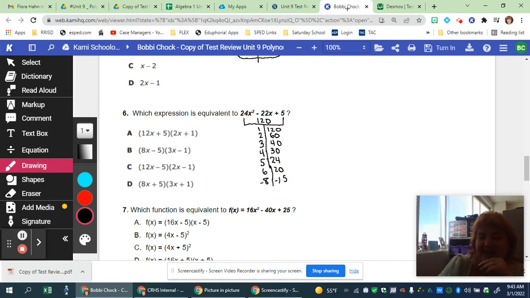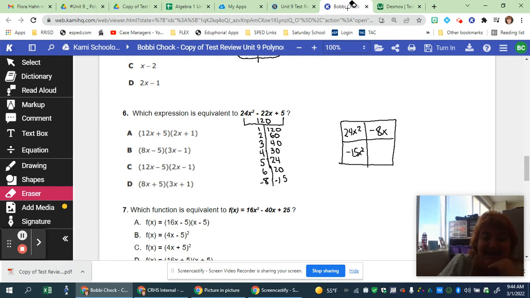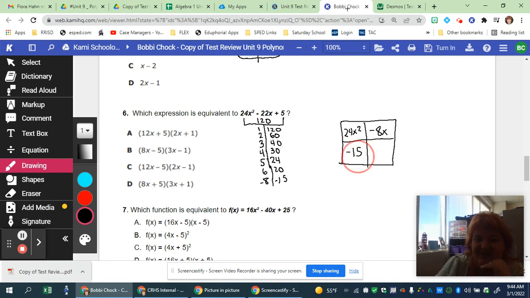If they were both negative, could that get me to a negative 22? Yes. So now I have it. I have my two factors there. I'm going to have 24x squared up here. Then I'm going to have negative 8x here. Oh, that's x squared. And negative 15x. I don't know what I was thinking. Let's do that again. Negative 15x. And then I'm just going to put this last number right here.